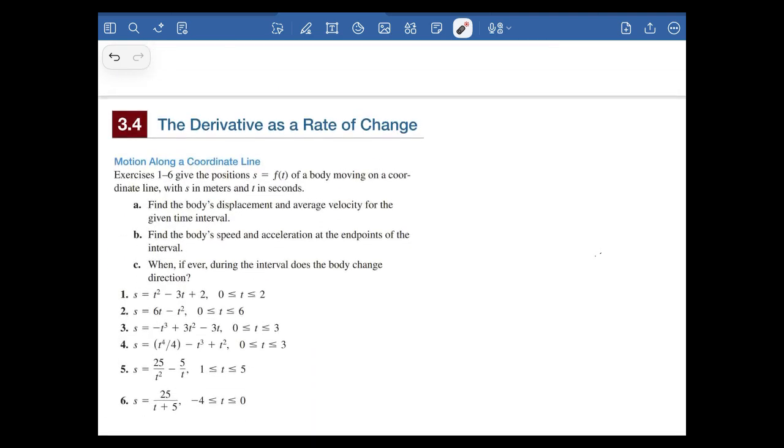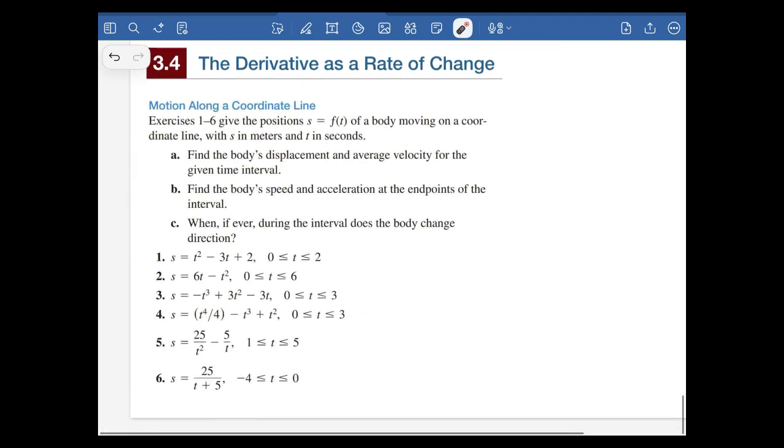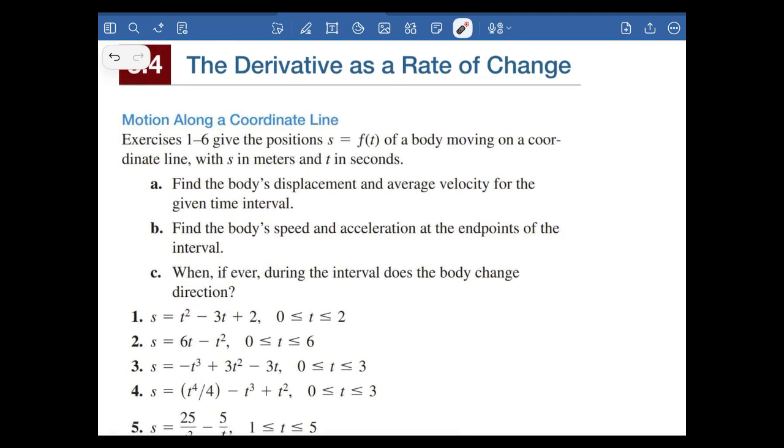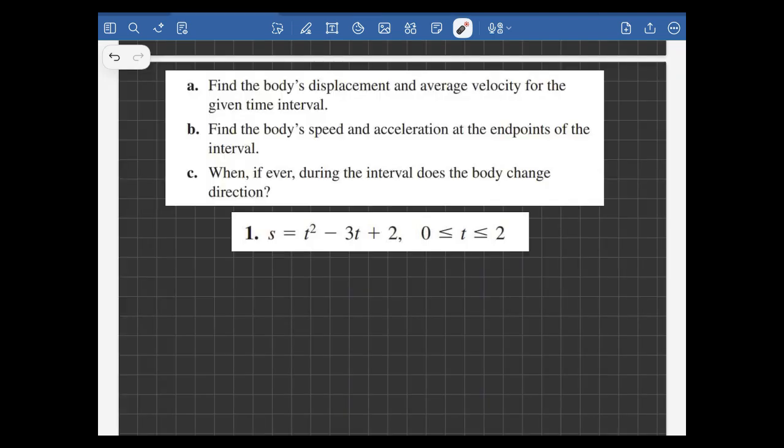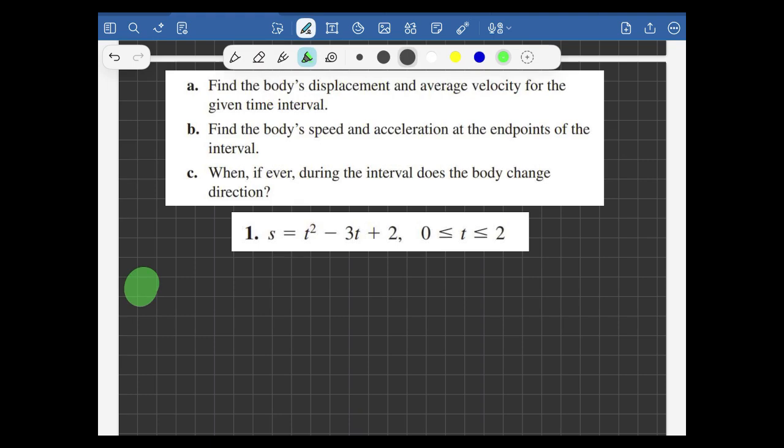So in question number one, in the first six questions, they said find the body's displacement and average velocity for the given time. So we have to find the displacement and average velocity. So let's move to the notebook. Okay, the first question they're asking, they said find the body's displacement and average velocities. That's our first part. In the A part, we need to find the body's displacement and average velocity.